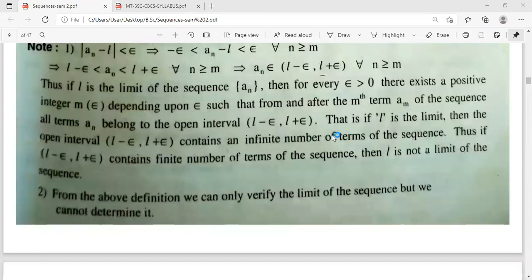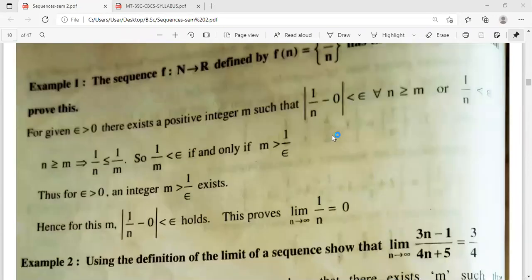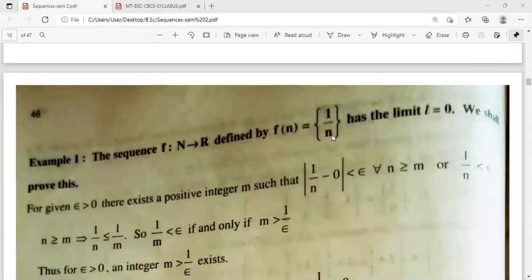Okay, now we'll go for the sequence. The sequence that you see here is f from N to R. What is the general way of representing a sequence? It is f from N to R, or a from N to R, or x from N to R. Here we take f defined by f of n equal to 1 by n. Already you know f of n in the sense a_n equal to 1 by n, and it has the limit 0.